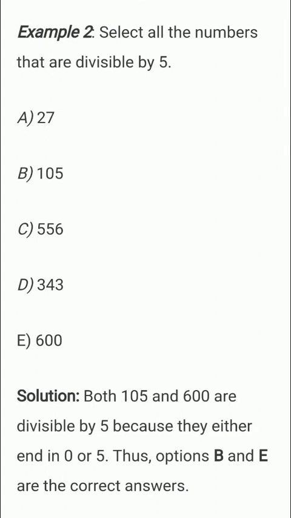The next example is, select all the numbers that are divisible by 5. You can see all the numbers. So both 105 and 600 are divisible by 5 because they end in 0 or 5. Thus options B and E are the correct answers. Understood?